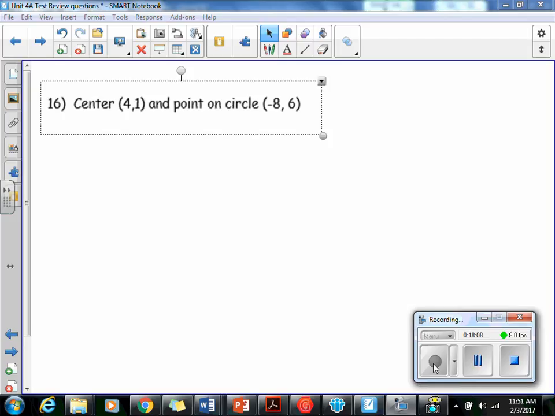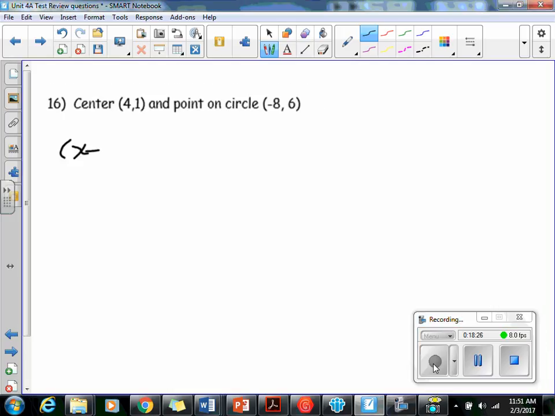Okay, so question number 16 says for you to write the equation of a circle if you're given the center at (4, 1) and a point on the circle at (-8, 6). Well, in order to do this, you need to remember the standard form, which is (x minus h) squared plus (y minus k) squared equals the radius squared.